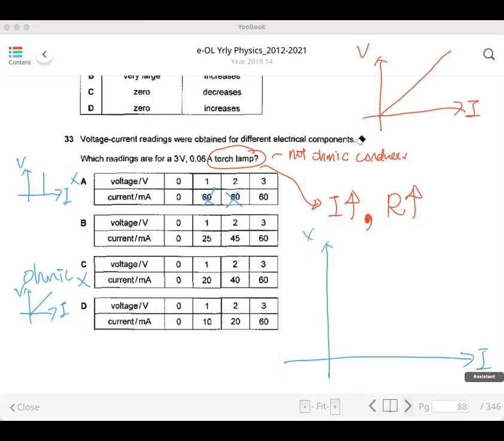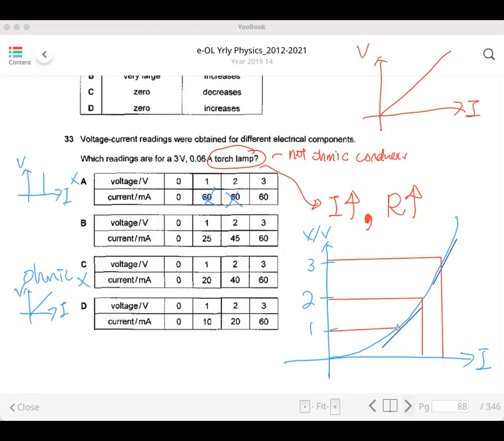Okay, VI. You can see as the current goes up, the resistance goes up. Why does the resistance go up? Because you can see that the gradient goes up. Can you see? The gradient becomes steeper and steeper. So let me split into 3 parts. My voltages, we got 3, 2, and 1. So my 3 will reach this point and here. My 2 will reach this point and here. And my 1 will reach this point and here.